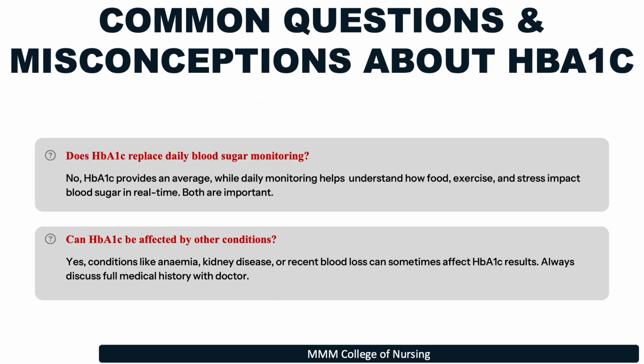These are some of the common questions and misconceptions that patients may have about HbA1c. Does HbA1c replace daily blood sugar monitoring? No. HbA1c provides an average, while daily monitoring helps understand how food, exercise, and stress impact blood sugar in real time. Hence, both are important. Next is, can HbA1c be affected by other conditions? Yes. Conditions like anemia, kidney disease, or even recent blood loss can sometimes affect HbA1c results. Always discuss full medical history with the doctor.